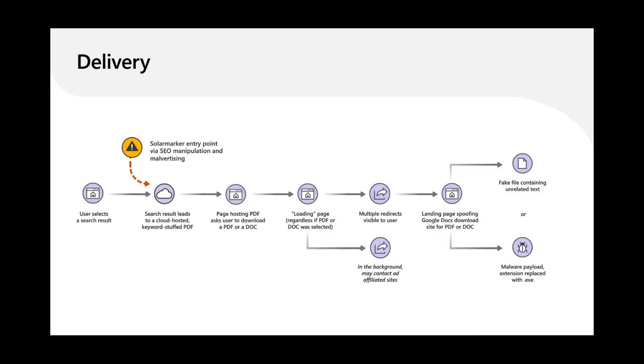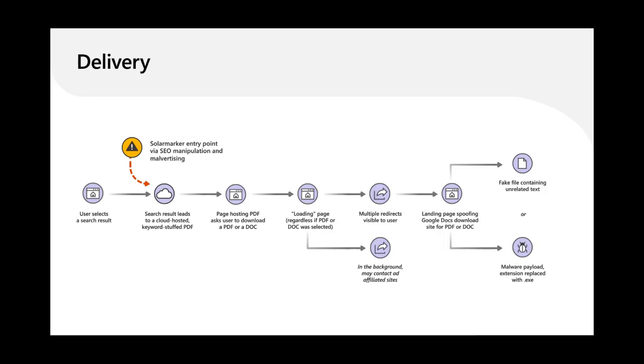And then they'll end up at a final spoofed Google Docs page, asking them to download either a fake file containing completely unrelated text to your search, or a malware payload with the extension and same name as what you searched for. So for example, if you searched for instructions on car repair, instead of receiving instructions on carrepair.pdf, you'd receive instructions on carrepair.exe. And the expectation there is that the victim will open it.